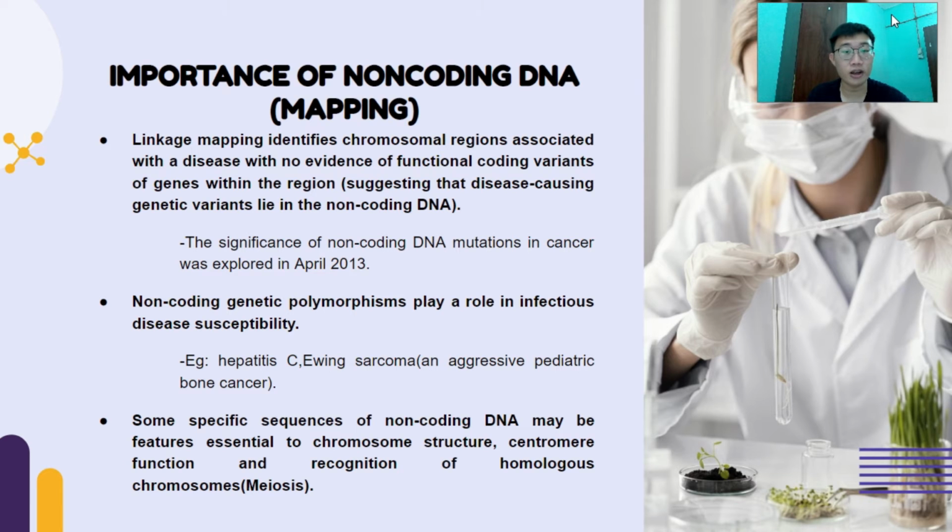The significance of non-coding DNA mutations in cancer was explored in April 2013. The non-coding genetic polymorphism plays a role in infectious disease susceptibility, for example, hepatitis C and also Ewing sarcoma, well known as an aggressive pediatric bone cancer. Some specific sequences of non-coding DNA may be features essential to chromosome structure, centromere function, and also recognition of homologous chromosomes during meiosis.